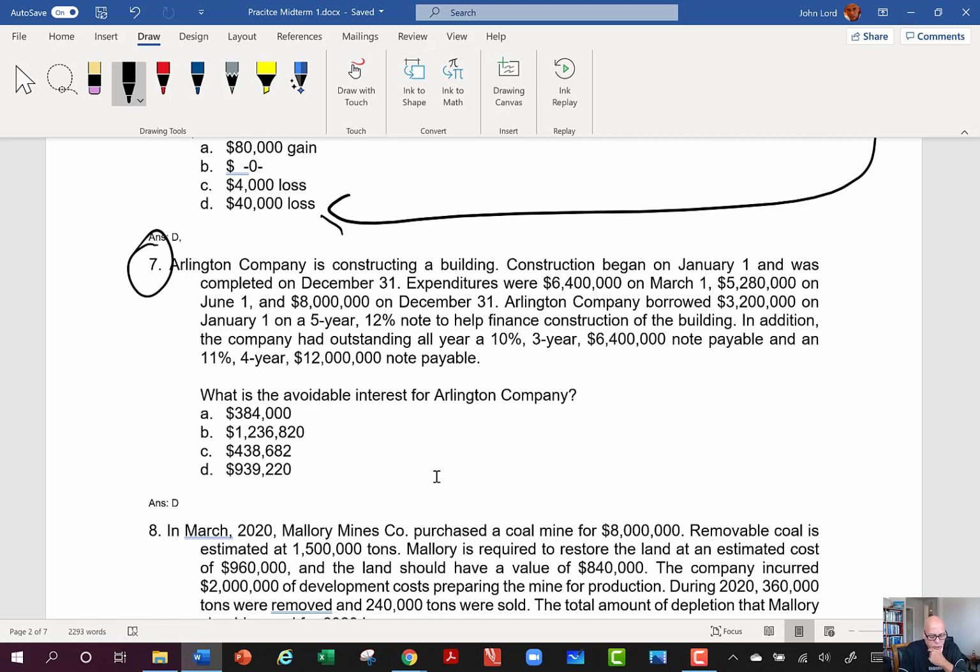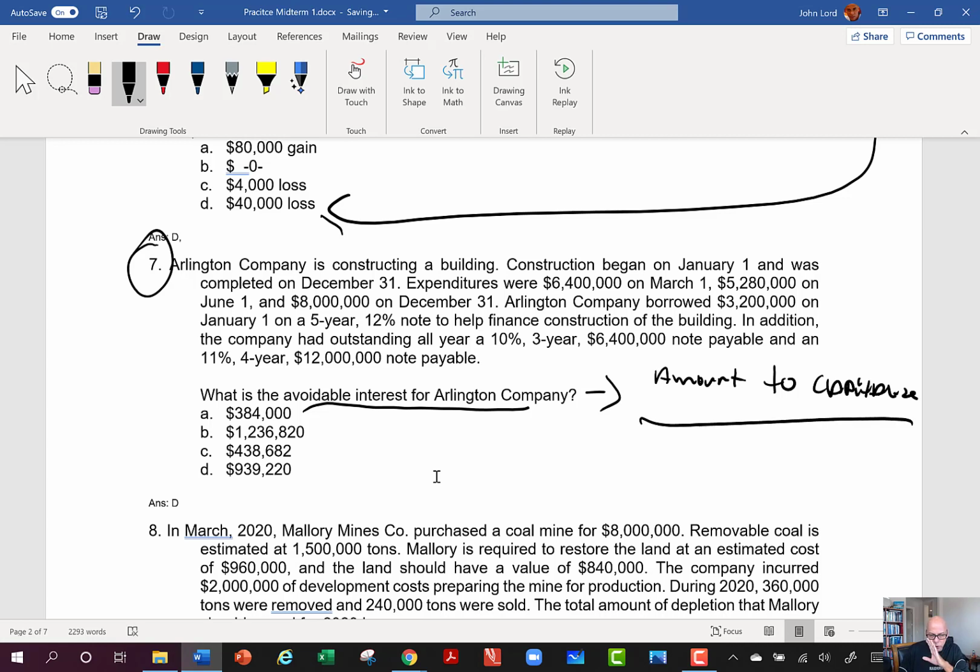So they give us all this information and they want to know avoidable interest, okay? Now, the trick there: avoidable interest is the amount to capitalize. They call that avoidable interest. You can capitalize it if the sense is that you wouldn't have incurred this interest cost but for the construction. So that's why we say construction has to be going on and you have to be incurring interest. It's because you were involved in this construction that you're incurring this interest.